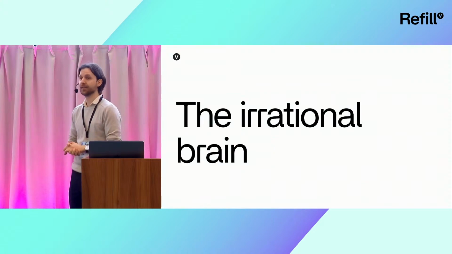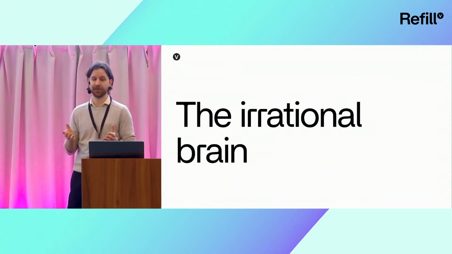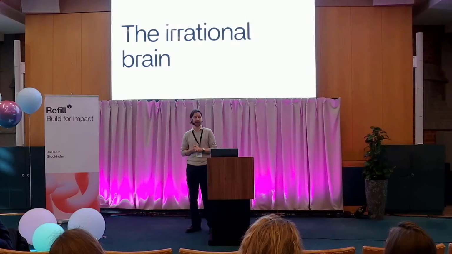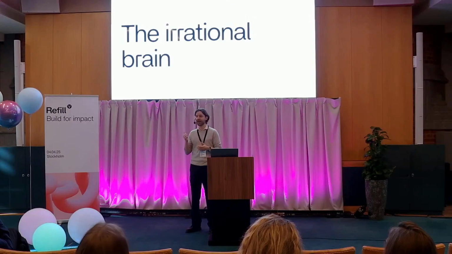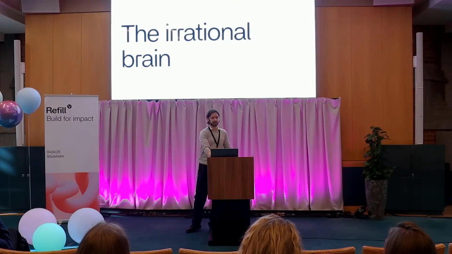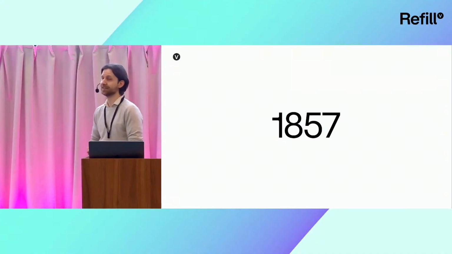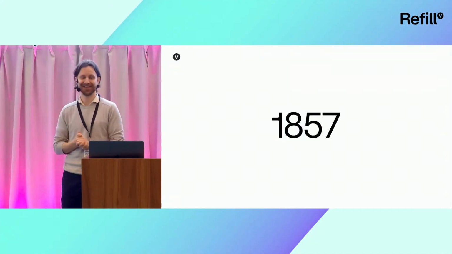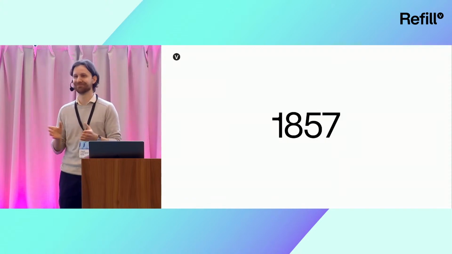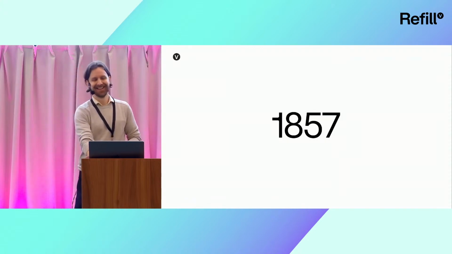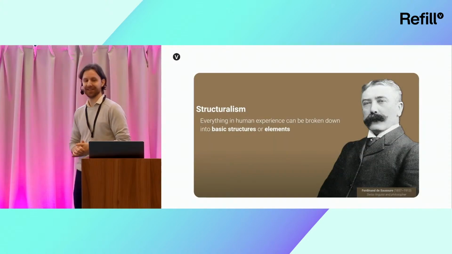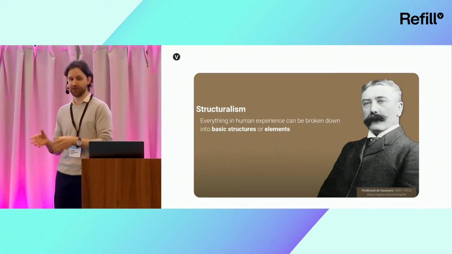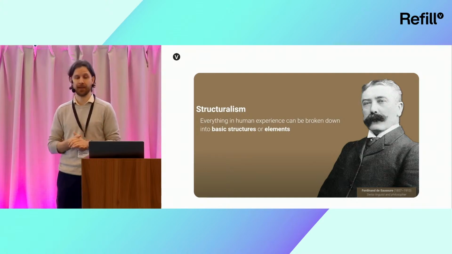And through history, there have been a lot of attempts to try to figure out how the brain functions and how we can rationalize this irrational brain. We're going back to 1857. Anyone want to guess what happened this year? You're absolutely correct. It's the beginning of structuralism. And what structuralism said is that everything in human experience can be broken down into basic structures or elements. It's kind of trying to rationalize the brain.